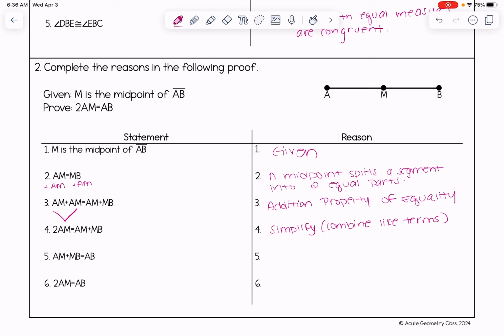Okay, number 5. AM plus MB is equal to AB. So if I look at the previous line, I might not initially see how that relates. So I'm going to think about our properties and postulates that we've talked about previously, and I'm going to look at the picture. I can see on the picture that AM plus MB is going to give me AB, and that's because of the segment addition postulate.